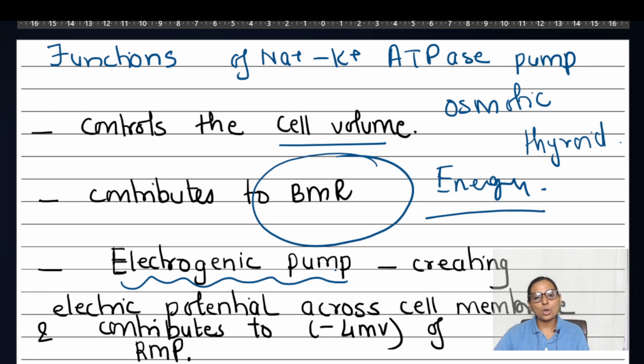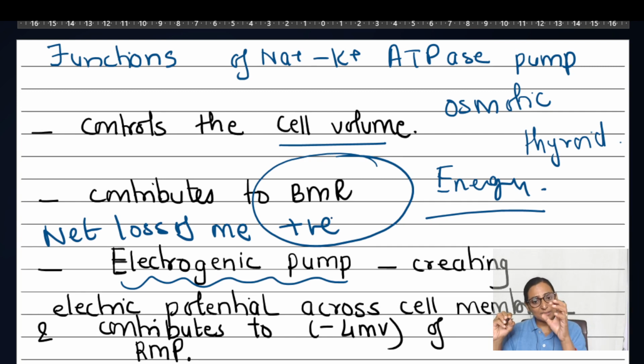That means there is a net loss of 1 ion. There is a net loss of 1 positive ion, है ना? Because कम ions अंदर आ जा रहे हैं. This is what is creating an electrical potential and is contributing to the resting membrane potential. How much? Minus 4 millivolts of contribution to the RMP is by your sodium potassium pump. This pump is very important to re-establish the RMP after depolarization.